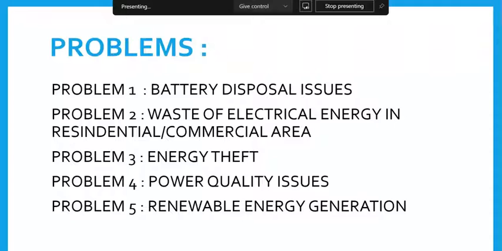There is a most important challenge for energy generation, all these challenges, and renewable energy generation.